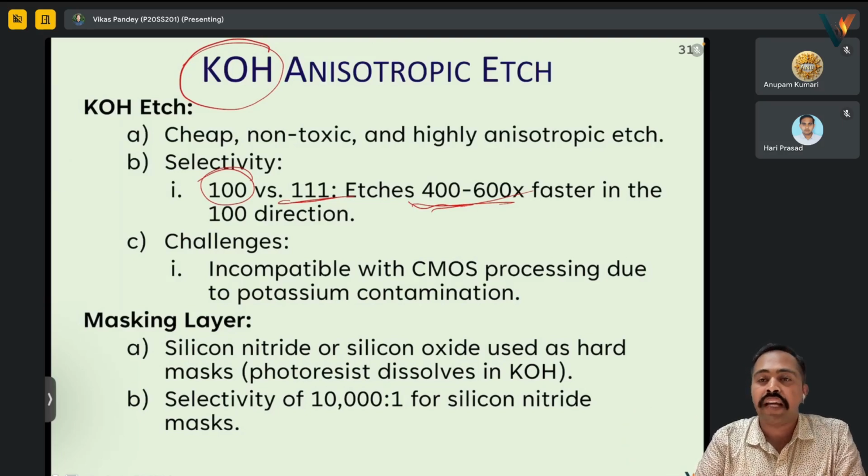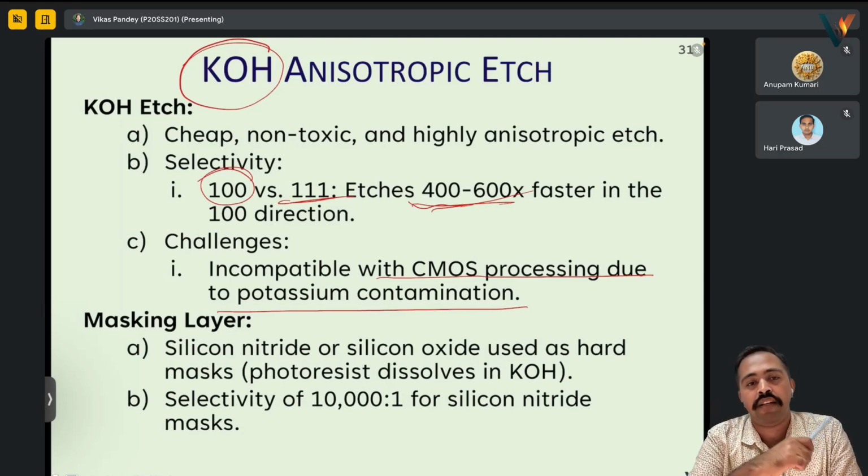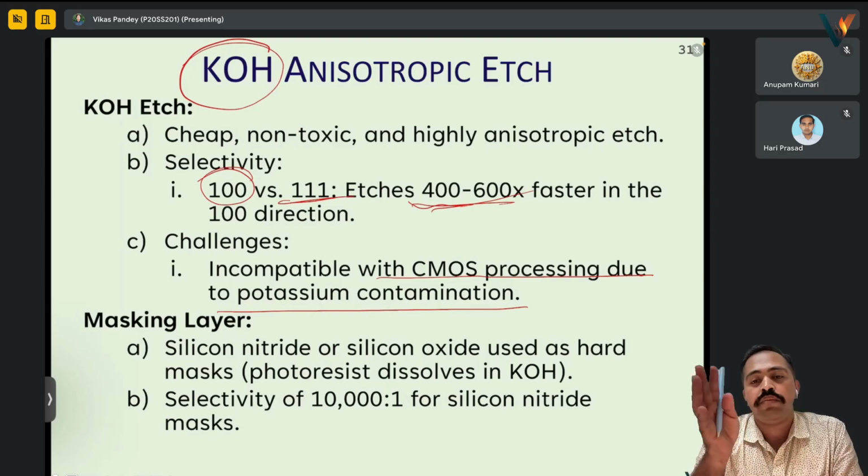But it has this problem that it is incompatible with CMOS processing due to potassium contamination. Since if we are dealing with CMOS technology, we don't want any metal ions, and potassium is a metal ion that can contaminate it. So this is not for CMOS processing, but for MEMS it is fine.